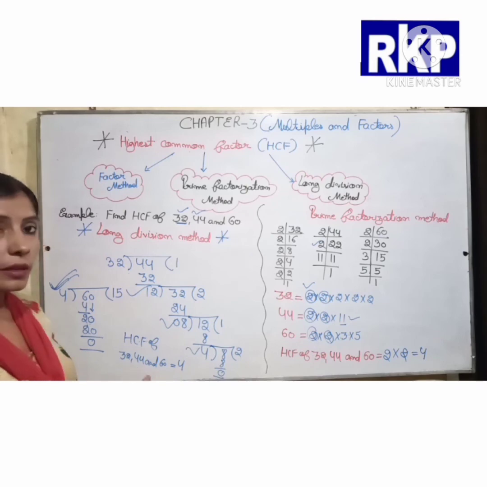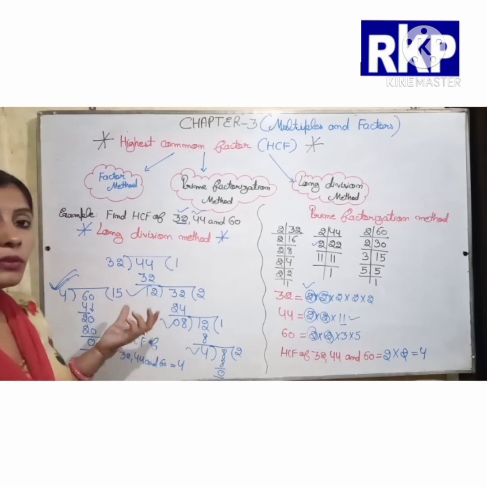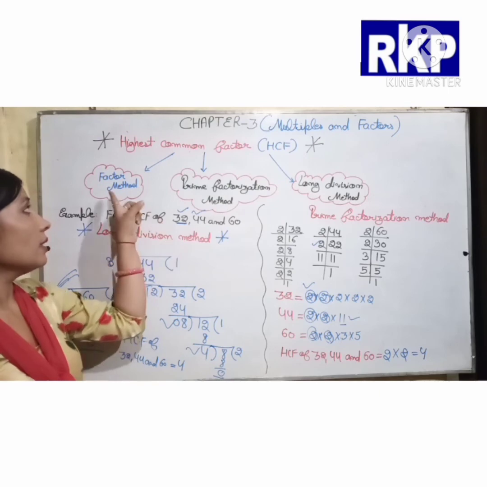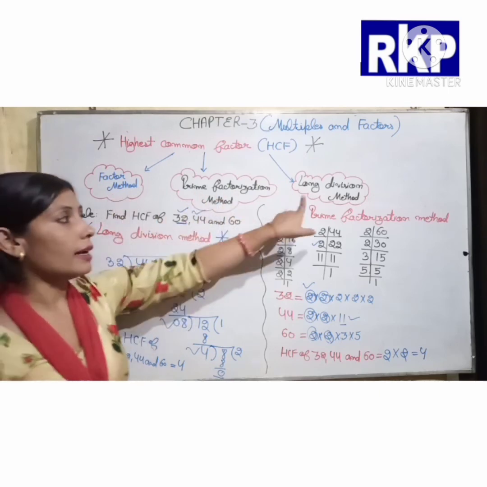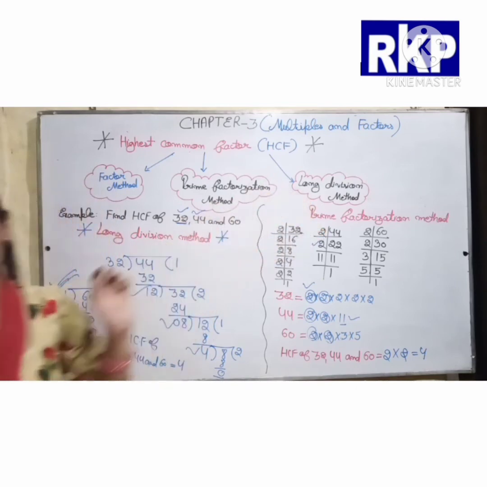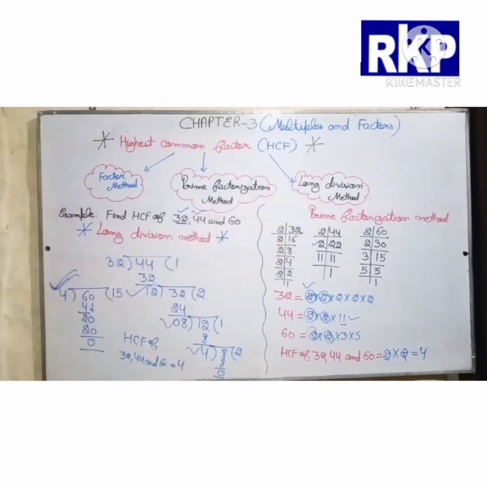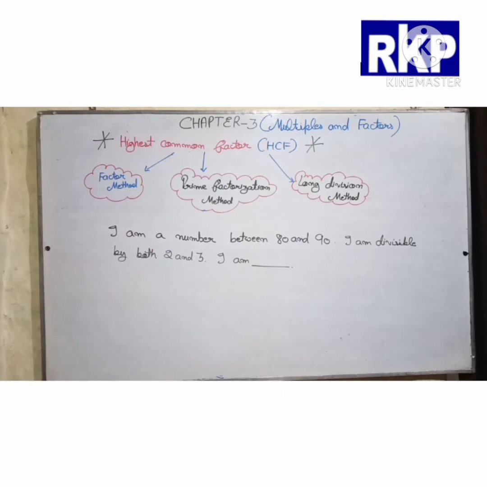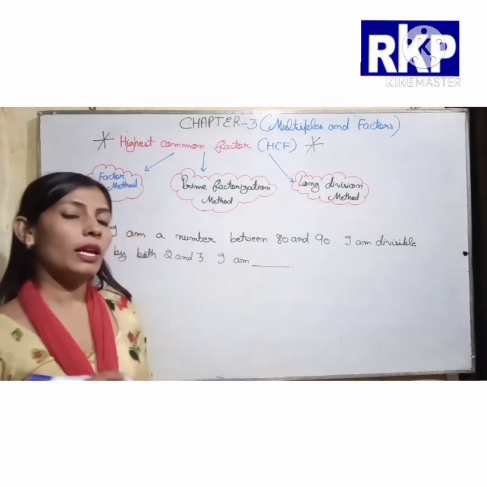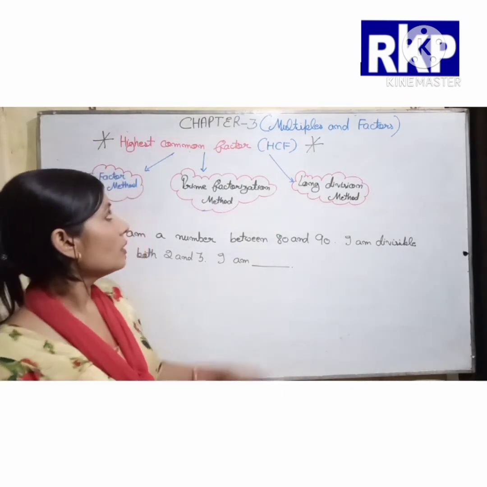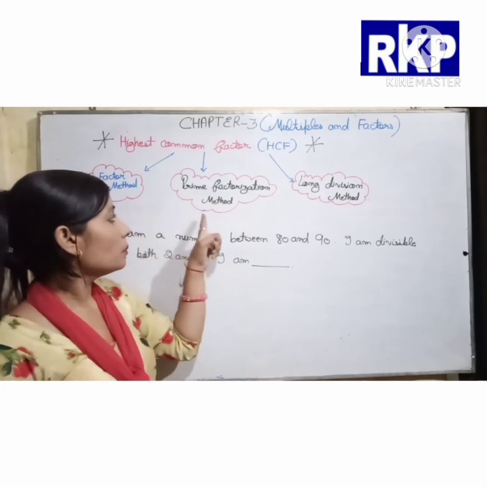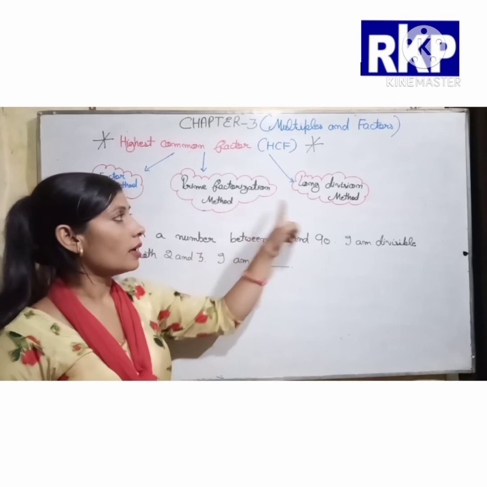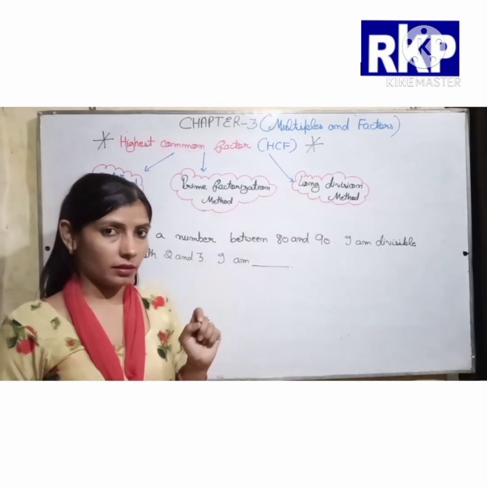So like this beta, you can find out the HCF by factor method, prime factorization method and long division method. Students, I hope you all have understood how we can find HCF by factor method, prime factorization method and by long division method. Okay.